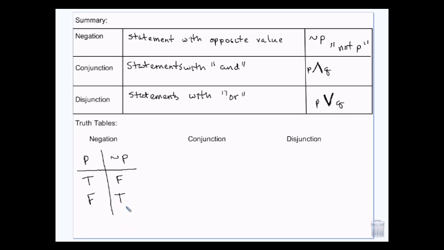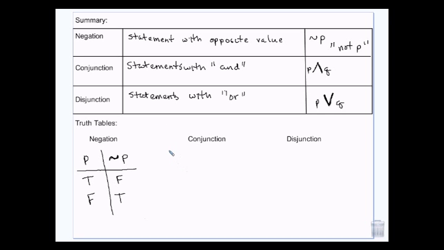Wait, how come if P is true, then not P is false, and if P is false, then not P is true? Because the negation is always the opposite of what you have. So if you start with a true P, you end up with a false not P. If you start with a false P, then you end up with a true not P.